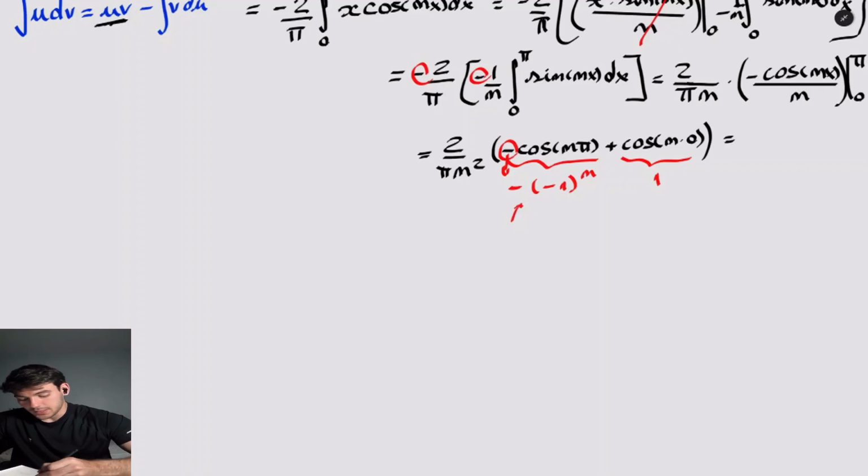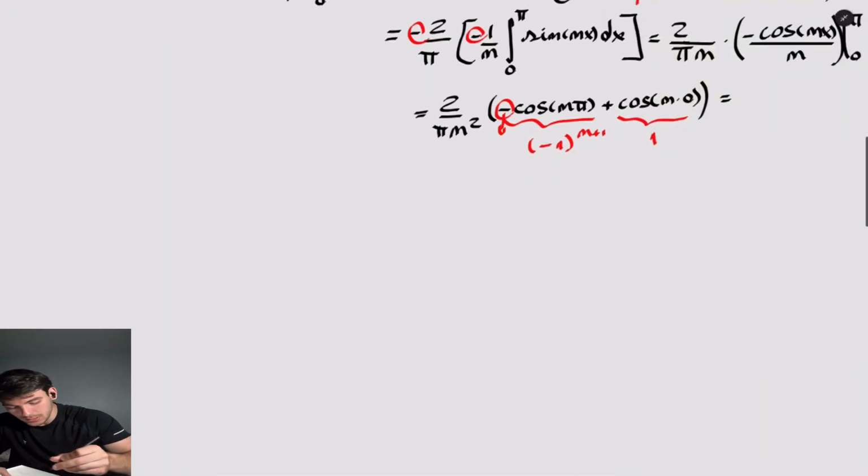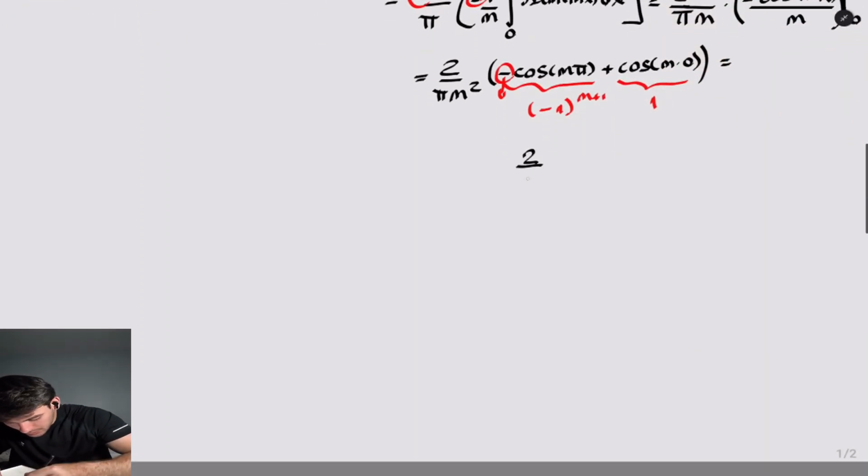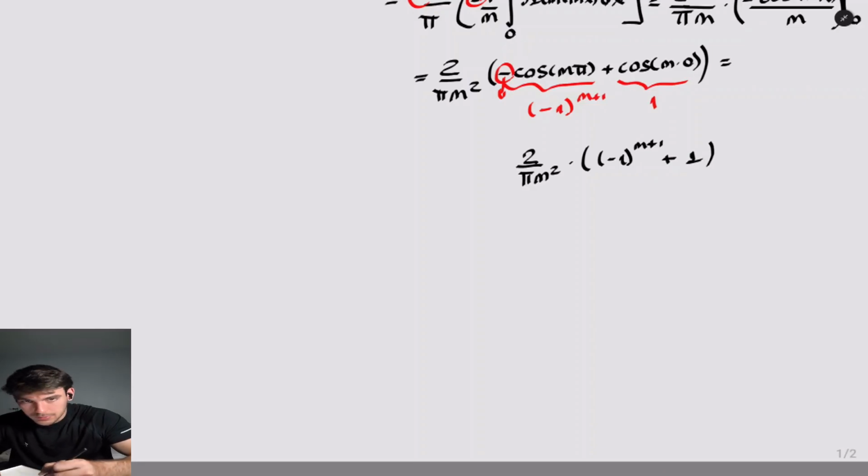This minus here can go along with the n, so that's basically minus 1 times minus 1 to the power of n. So we can just add 1 here. And well, that's it. Okay, so let's simplify it. It will be 2 divided by pi n squared times minus 1 to the power of n plus 1, plus 1.